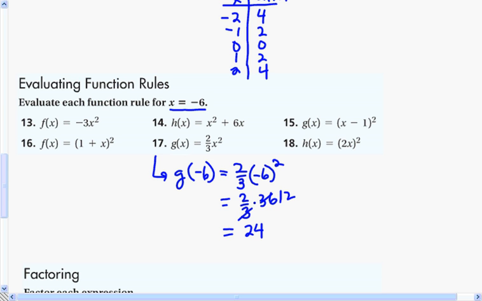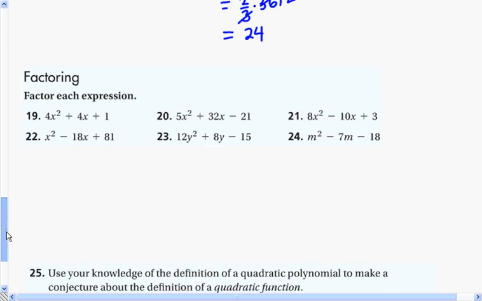All right, factoring. This is a review of last chapter. We're going to be using this some more. I'm going to do number 23. That seems like one of the more difficult ones to factor. To factor that, we need to find 2 numbers that have a product of 12 times negative 15, which I believe is negative 180, and they have a sum of 8.